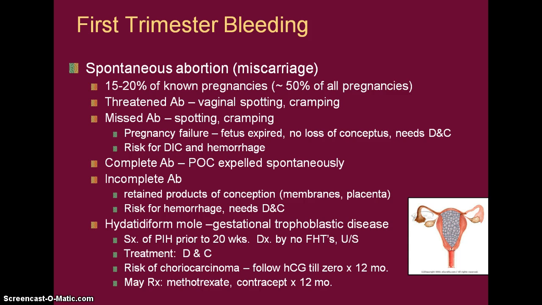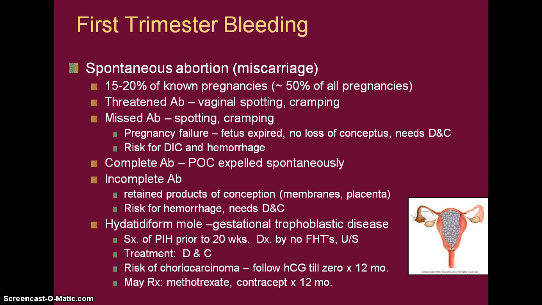The threatened AB, or vaginal spotting early in pregnancy, sometimes does result in a successful pregnancy. Missed AB is when the fetus has actually expired and the woman requires a D&C to remove the products of conception. In the complete AB, those products are expelled spontaneously. In the incomplete, she also needs a D&C.